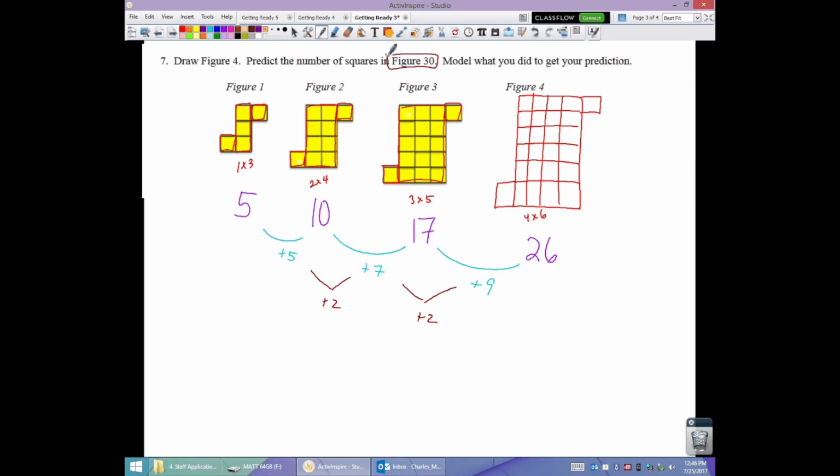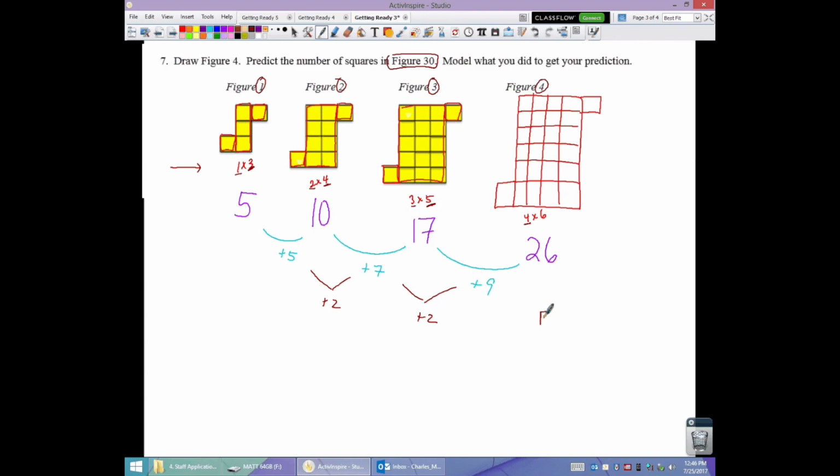If I go back to these dimensions that I came up with, on figure 1, that inner rectangle was 1 by 3. On figure 2, it was 2 by 4. So the first number in each of those dimensions is the figure number we're on. All right, 1 by 3, 2 by 4, 3 by 5. Its longer dimension is just 2 bigger. So 2 bigger than 1 was 3, 2 bigger than 2 was 4, 2 bigger than 3 was 5.